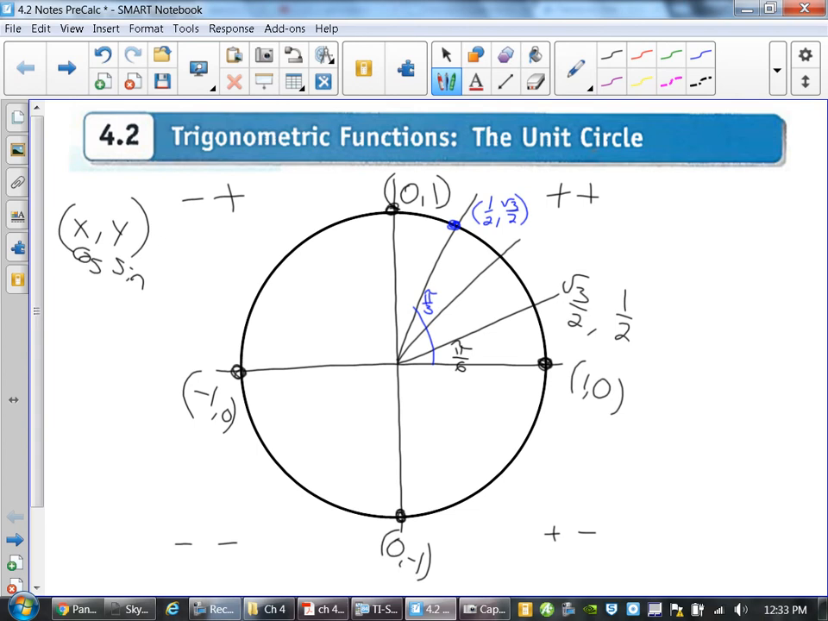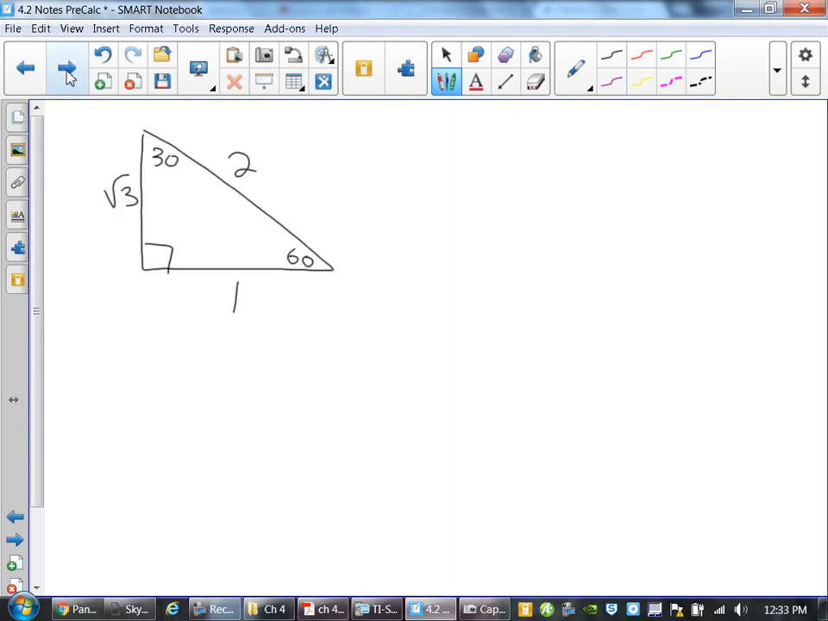And then 45. Now, when you go to the 45s, those are the easy ones because it's an isosceles triangle. When you had the 45-degree angle, your opposites were the same. Your hypotenuse was the root 2. So if you're at 45, it was 1 over root 2, but we always rationalized it.